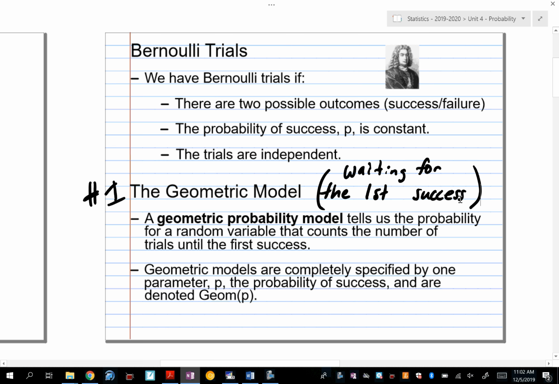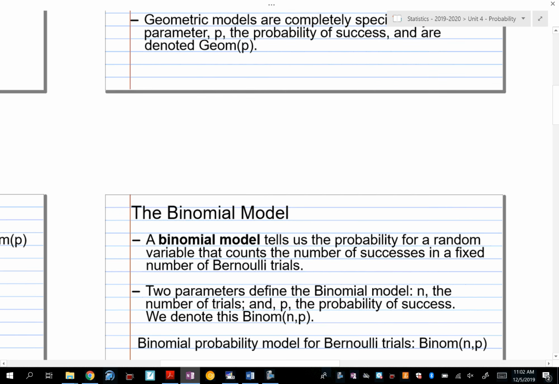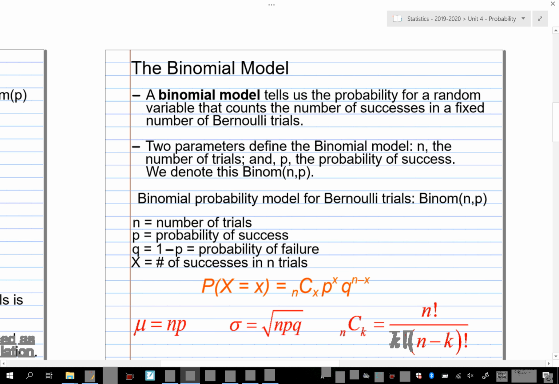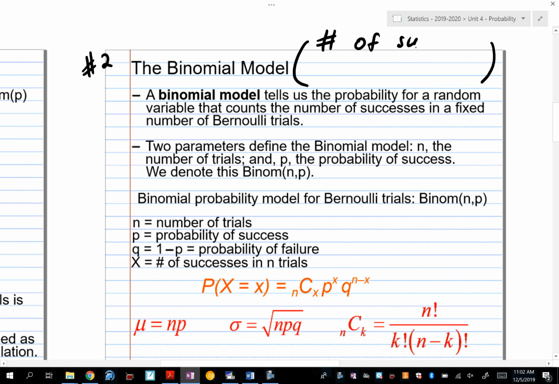Now, the other one is called the binomial model. This is number 2. For this one, I want you to write number of successes out of trials. Number of successes out of trials. That's a binomial model example.